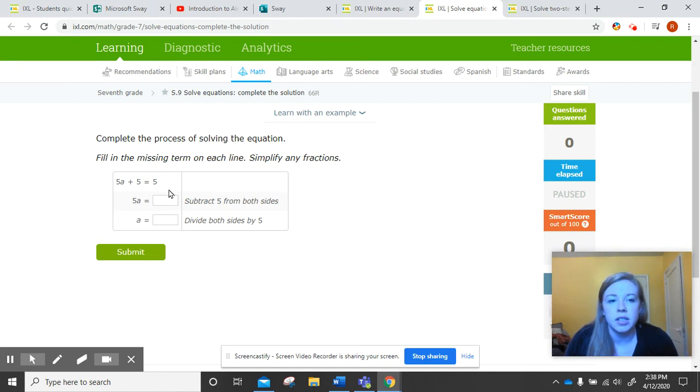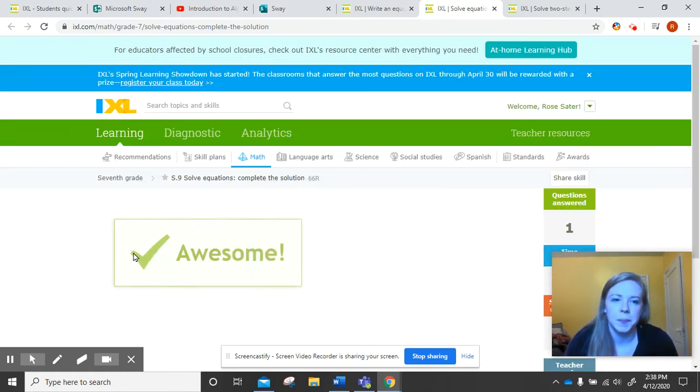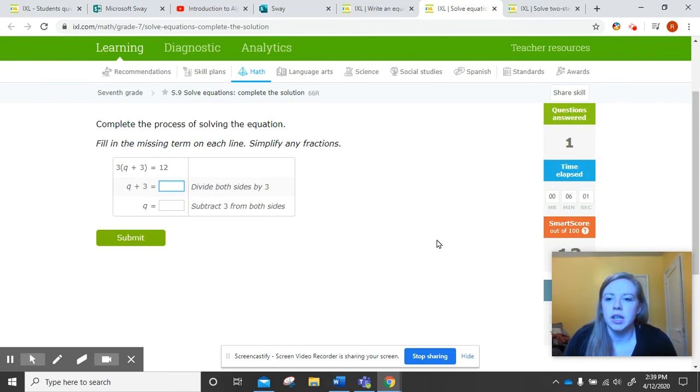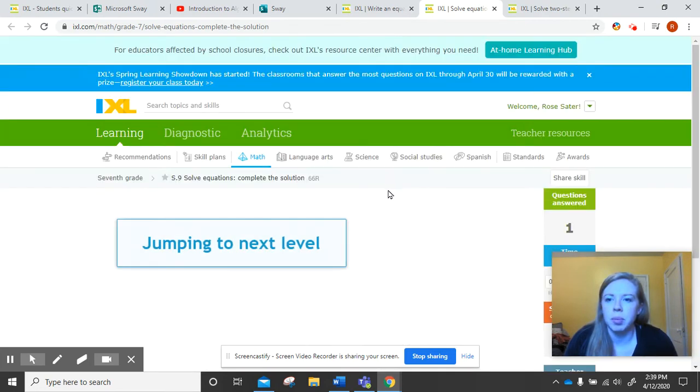I need to do the left side. So 5 minus 5 would be 0. That's my first answer. Then they divide both sides by 5 because they're undoing the operations. If they divided 5a by 5, they would have a left. If I divide 0 by 5, that's just going to be 0. Submit. Boom. So I'm going to do like we did the last time and jump up a level.